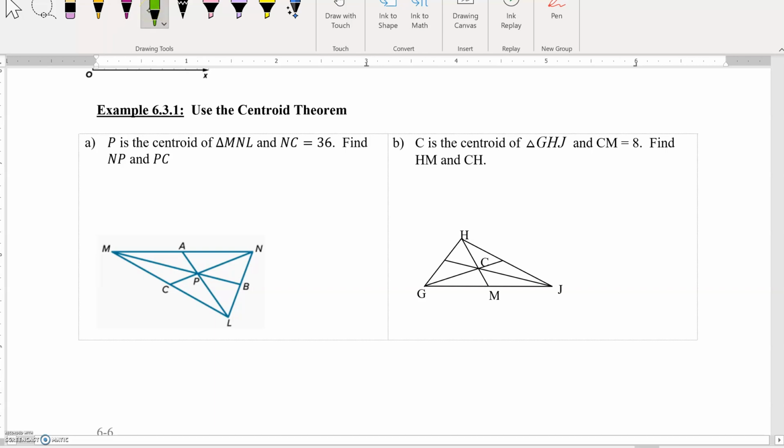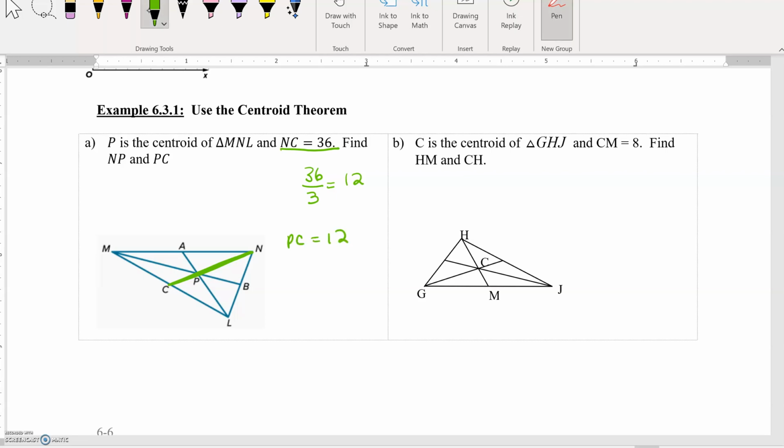Okay, so P is the centroid of triangle MNL. We are told the length of NC, so this whole length right here is 36. So it wants us to find the 2 parts. So what you would do is take 36 divided by 3, and we get 12. And so what that tells us is the shorter part from C to P would have to be 12. And the larger part from N to P would have to be double that, or 24. And you can double check to make sure by adding those together to ensure they equal 36.